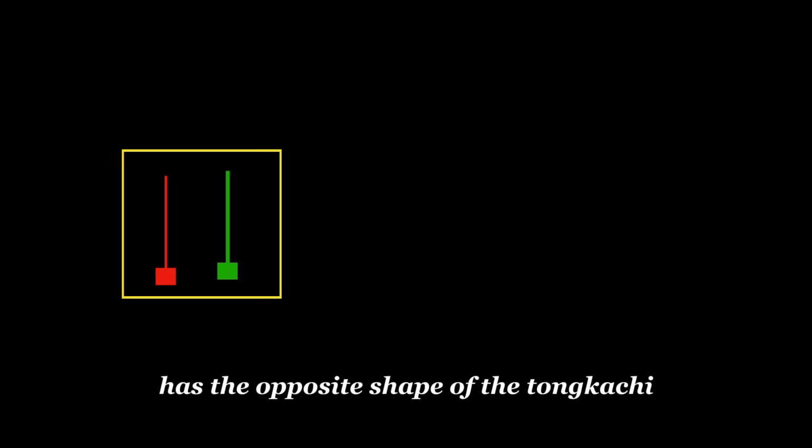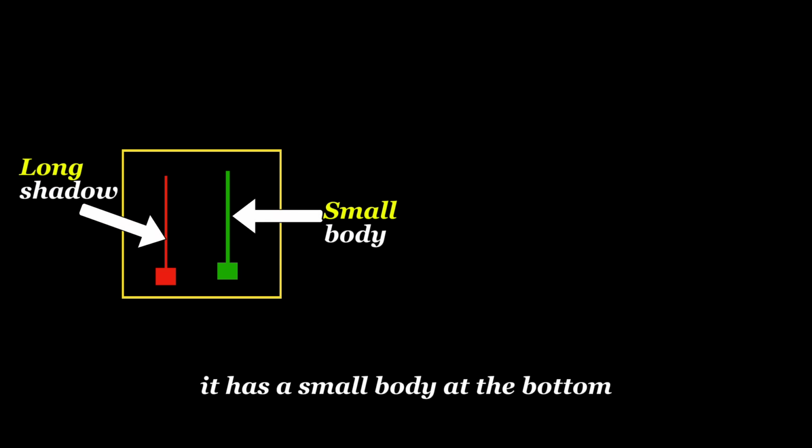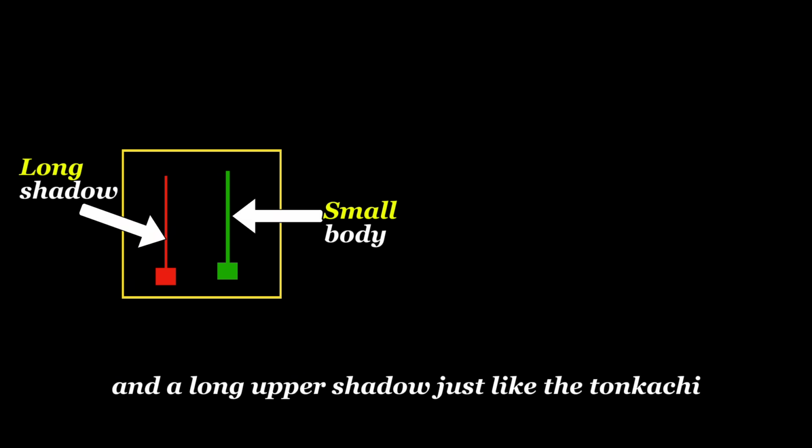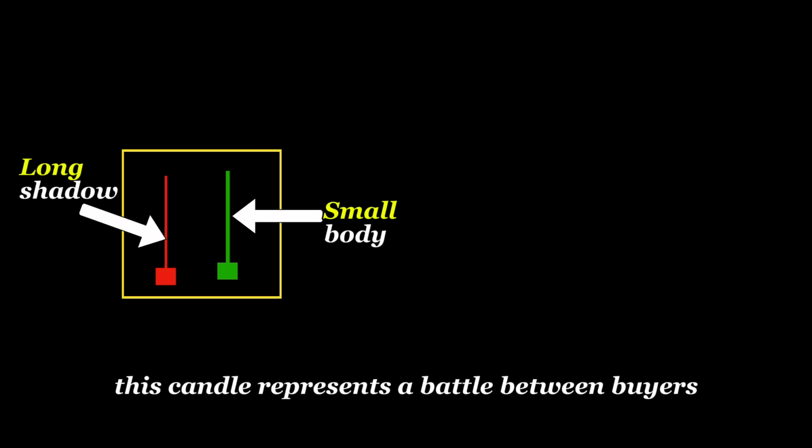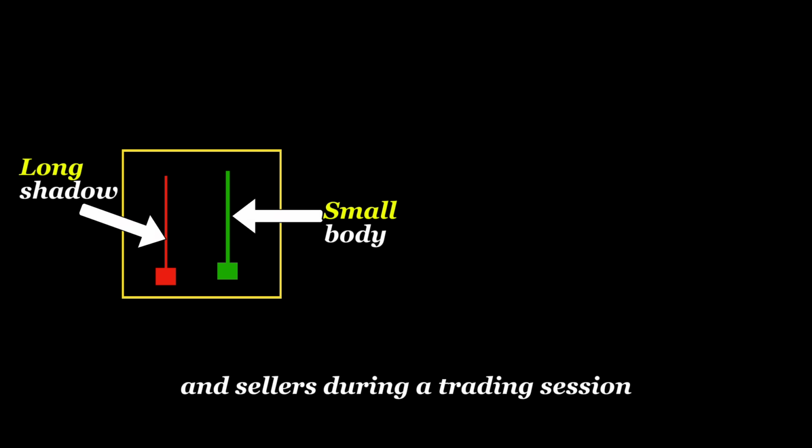The word nagaraboshi comes from Japanese, and it means falling star or shooting star. This candlestick has the opposite shape of the tonkachi. It has a small body at the bottom and a long upper shadow. Just like the tonkachi, this candle represents a battle between buyers and sellers during a trading session.